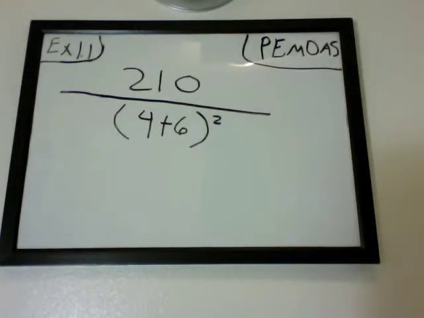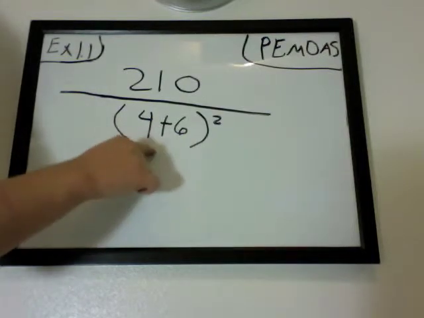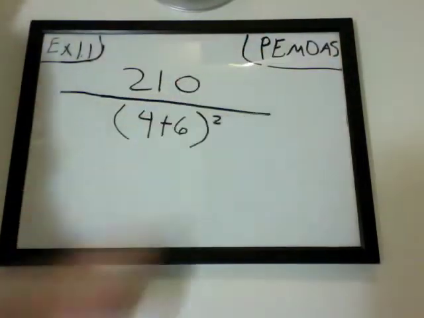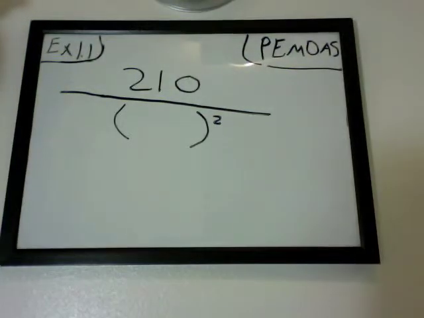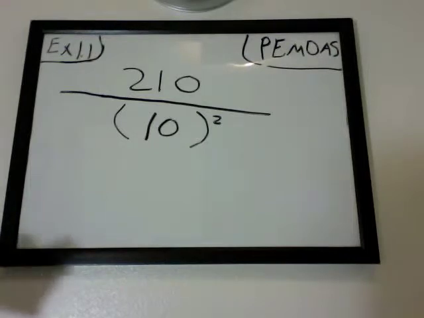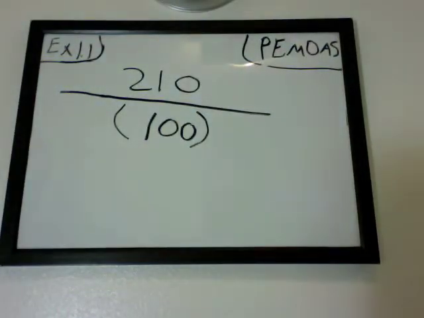Okay, now the top has been finished. Now we can start on the bottom. Now you just do the PEMDAS for the bottom. You can do 4 plus 6, which is just 10. 10 to the power of 2 is just 10 times 10, which is 100. And since there's no other operation, we can drop the parentheses now. So it's just 210 over 100.